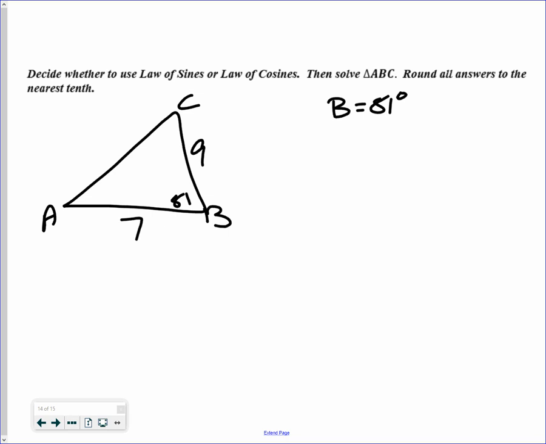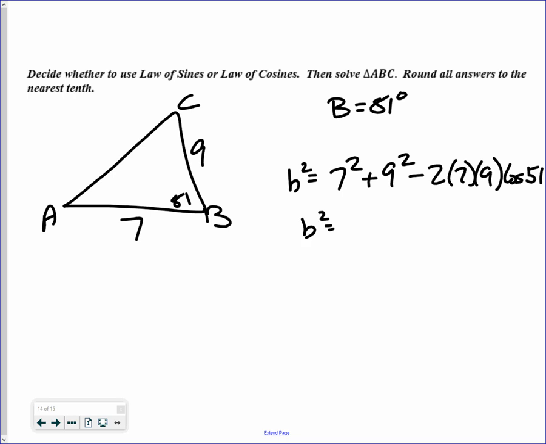So now, law of cosines. B squared equals A squared plus C squared minus 2AC cosine B. Using my calculator, typing all of that in, I end up getting 50.76, it looks like, 706. Take the square root, I get 7.1.